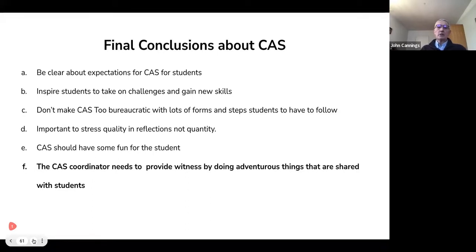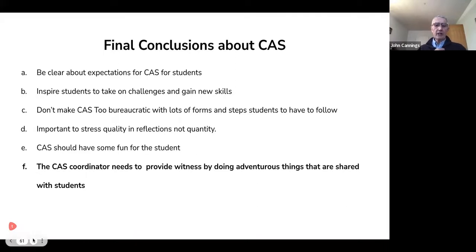Yep, no problem. So here are some final conclusions about CAS. Be clear about expectations for CAS for students. Inspire students to take on challenges and gain new skills. And don't make CAS too bureaucratic with lots of forms and steps students have to follow. It's important to stress quality in reflections, not quantity. And CAS should have some fun for the student. It should not just be hard work for them.